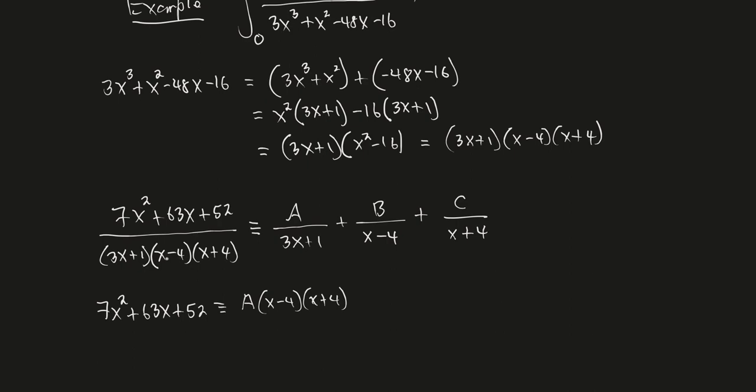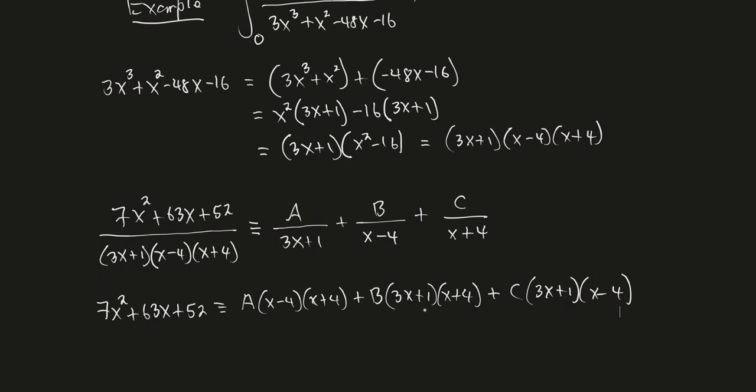And then also, if I take this same denominator, multiply the middle fraction, then the x minus 4 will be canceled out, and then I'll be left with b times 3x plus 1 times x plus 4. And then finally, if I take again the same denominator and multiply now the third fraction here, the x plus 4 will cancel out, and I'm left with my constant c times 3x plus 1 times the quantity x minus 4.